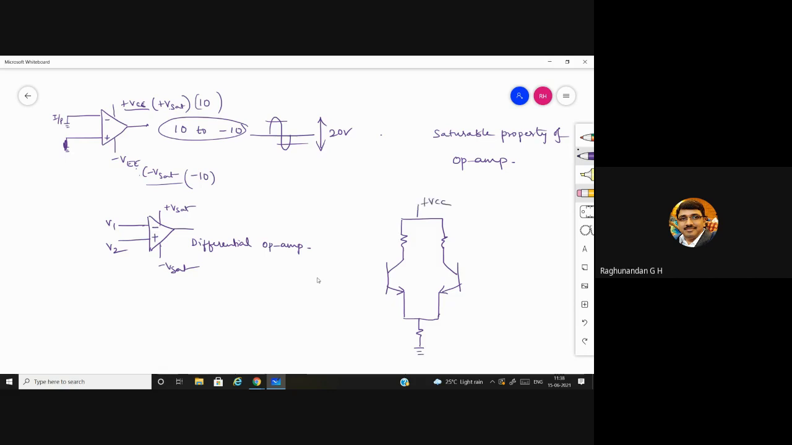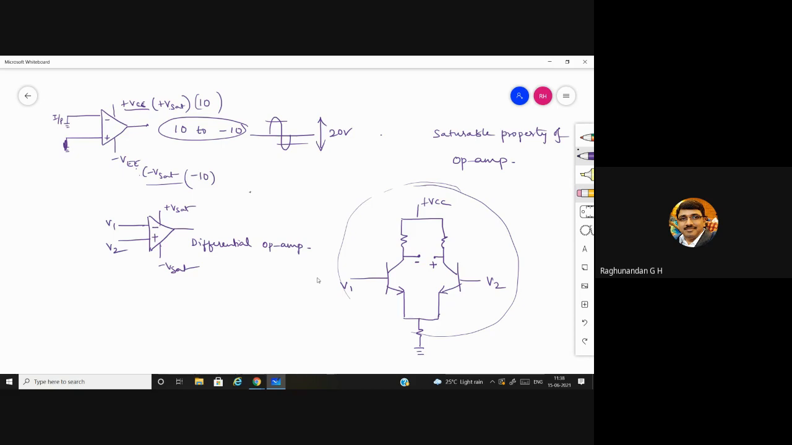So this is plus VCC, this is V1, this is V2, and here we take the output. This is minus, this is plus. Between these two, we are going to take the output. So this is the circuit of a differential op amp.